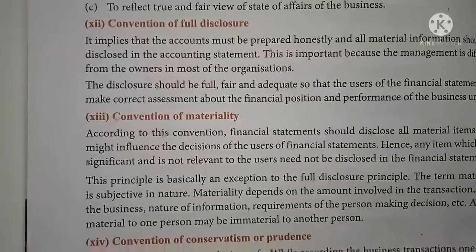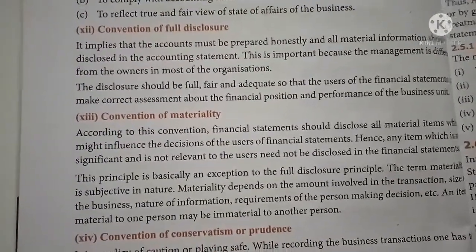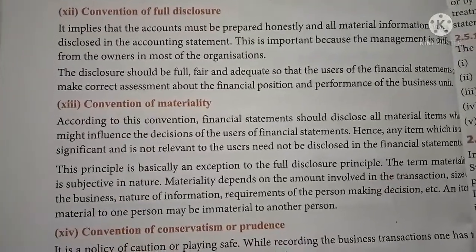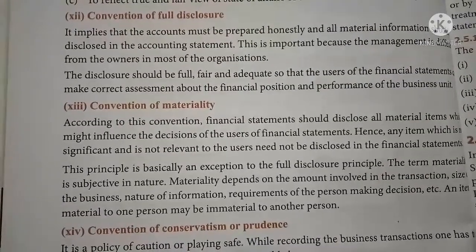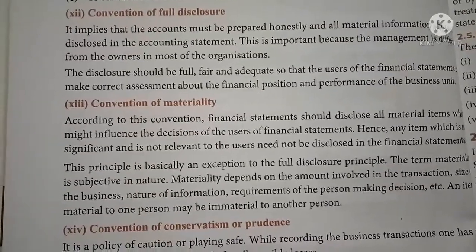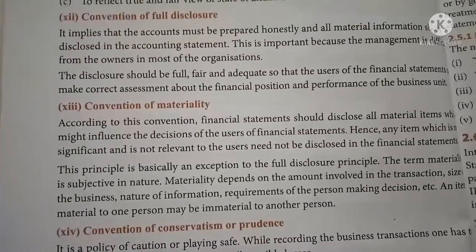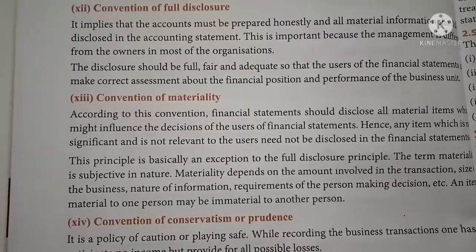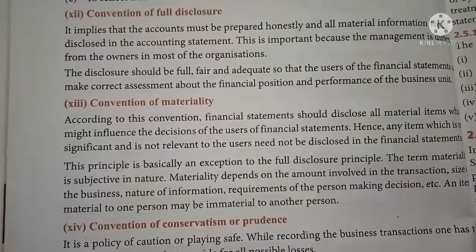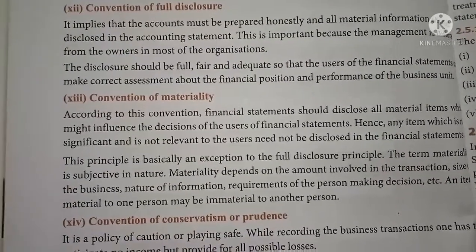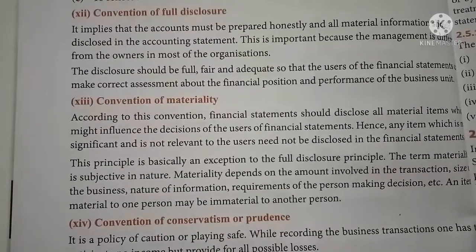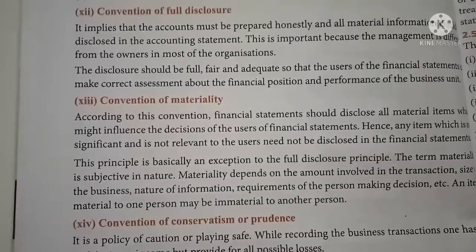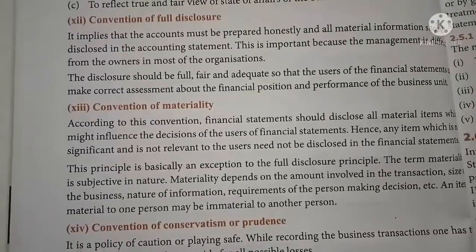Next, convention of materiality. According to this convention, financial statements should disclose all material items which might influence the decision of the users of financial statements. Hence, any item which is insignificant and not relevant to the user need not be disclosed in the financial statements. All the relevant facts should be disclosed to the management for any changes happening in the transactions. This principle is basically an exception to the full disclosure principle. The term material is subjective in nature. Materiality depends on the amount involved in the transaction, size of the business, nature of information, requirement of persons making decisions, etc. Not all transactions need to be recorded.